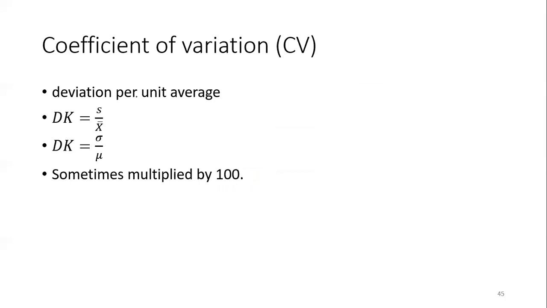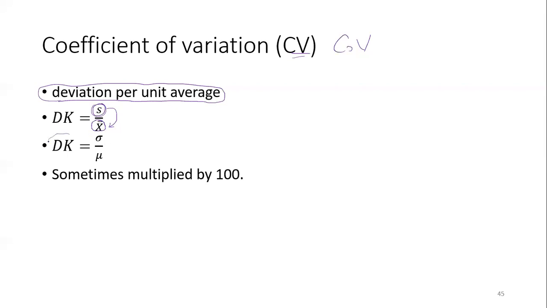So one last thing about variation: another type of variation is the coefficient of variation, CV or sometimes COV. It's in fact the deviation per unit average. How do we find this? It's equal to the sample standard deviation divided by the sample mean, by the average. So what you find is the deviation per unit. S and X bar are the sample standard deviation and sample mean.